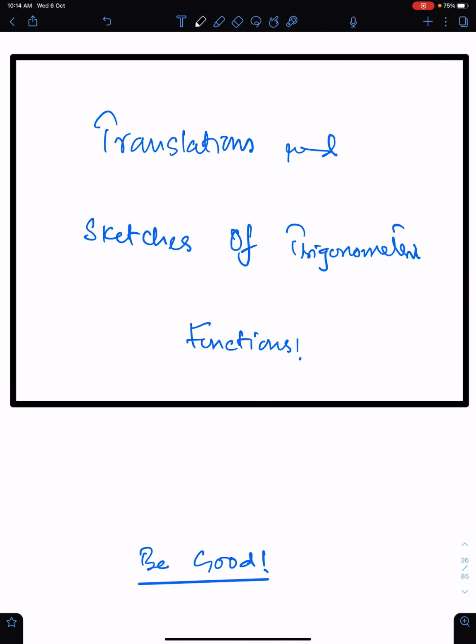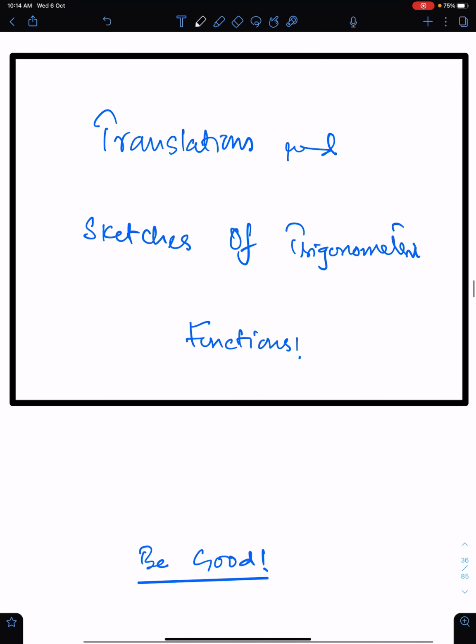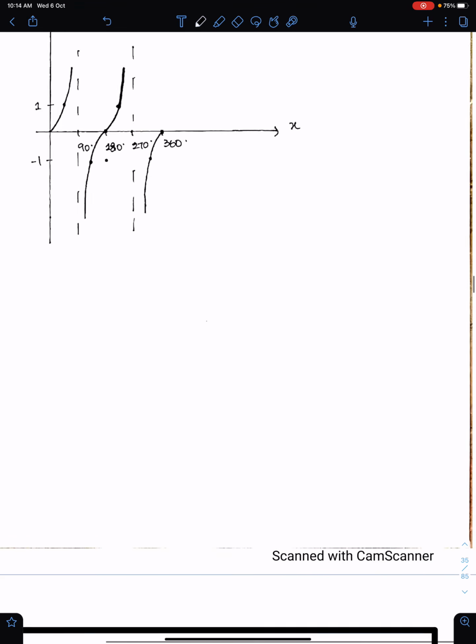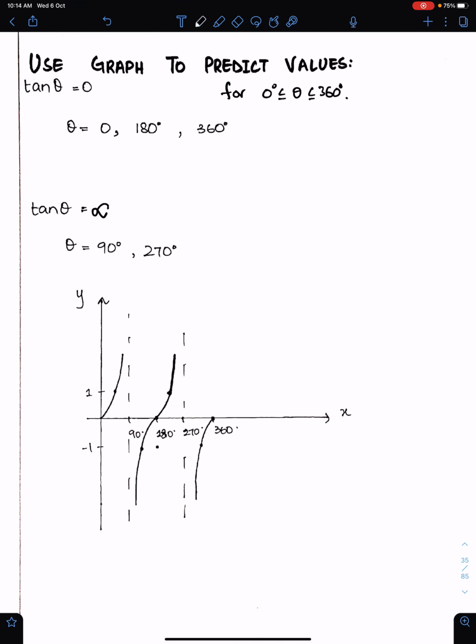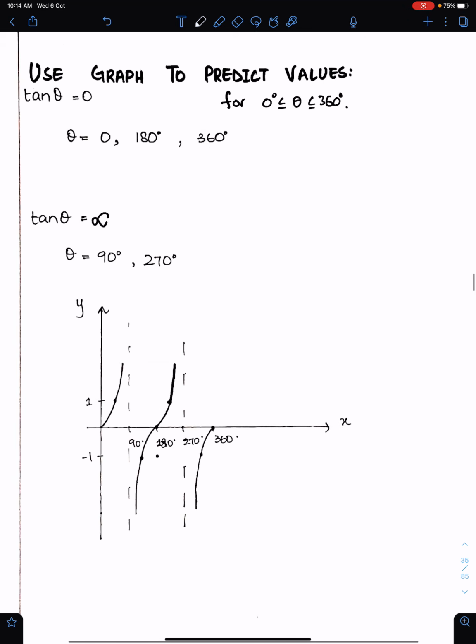Translations and sketches of trigonometric functions, I will discuss this in my next lecture. Good luck, and I hope this lecture will help you to understand the concepts of sketches of trigonometric functions.